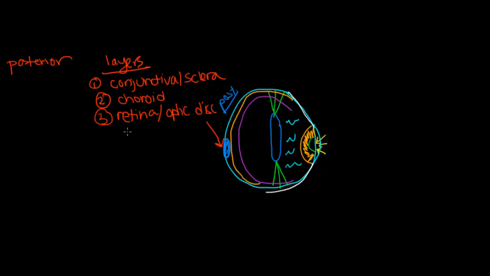The retina contains rods and cones. So the rods allow us to see in dim light situations. Just remember, dark and rods. Both of those have an R in them. Cones allow us to see color vision. So that's also similarly easy to remember, color cones.